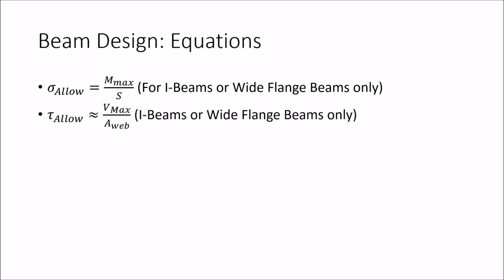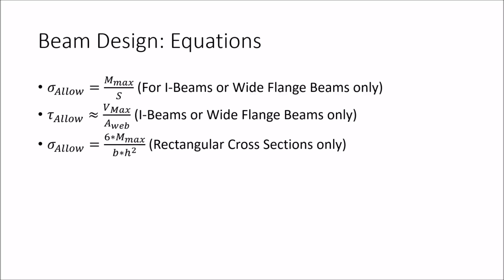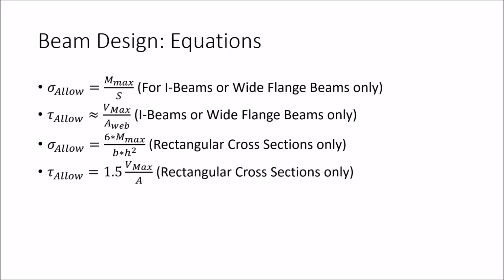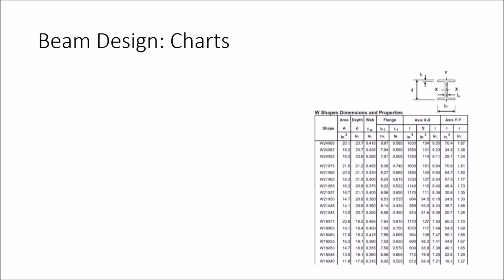When it comes to rectangular cross-sections, we can simplify the equation Mc over I by just using 6 times the maximum moment over b times h squared. And then for VQ over It, for the shear stress, we can use another simplified equation, which is 1.5 V max over the area.